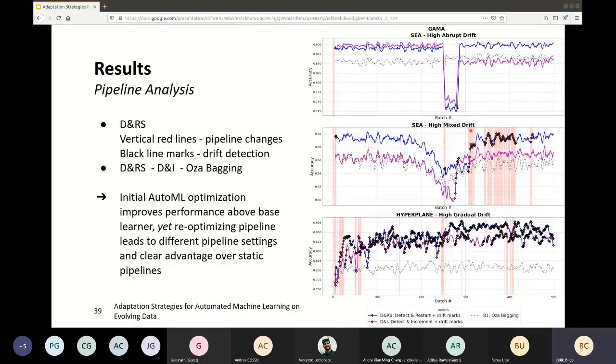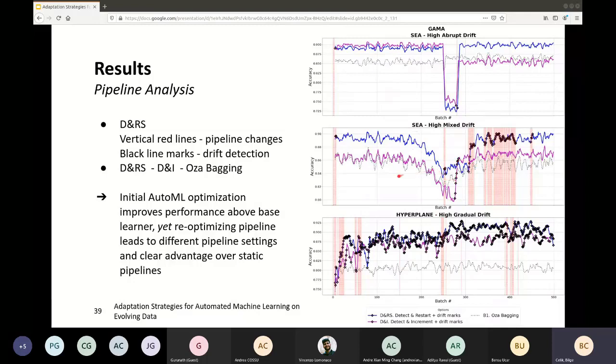You can see the pipeline change points with the red vertical lines and drift detection points with the markers on the performance accuracy plots. We also added detect and increment because it doesn't change the pipeline, but it only increments, it keeps training it with the new data, which is similar to stream learning algorithms.